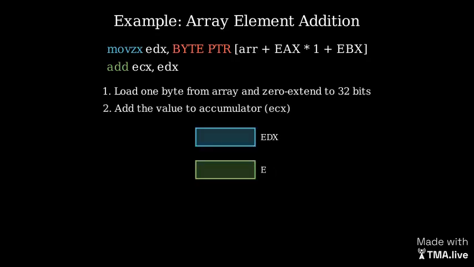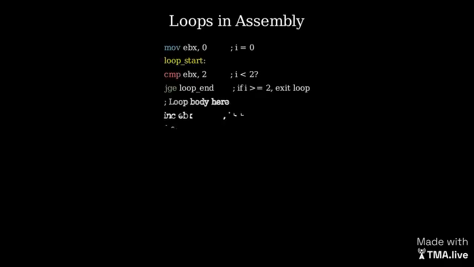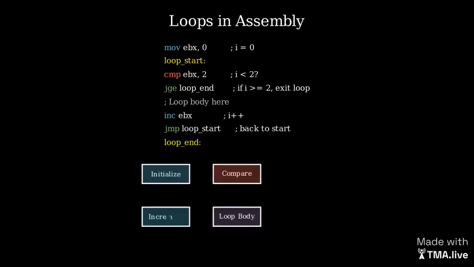Let's examine a common assembly operation, adding array elements. First, we use movzx to load 1 byte from the array and zero extend it to a 32-bit value in EDX. Then, we add this value to our sum accumulator in ECX. This pattern is frequently used to process array data one element at a time.